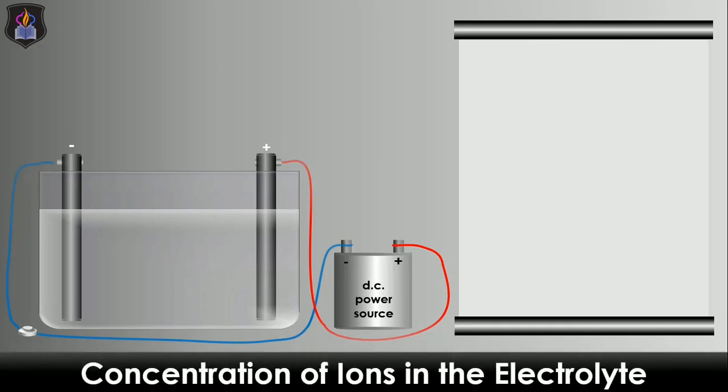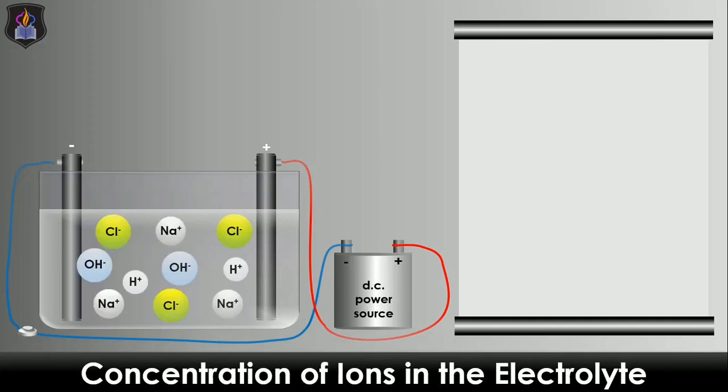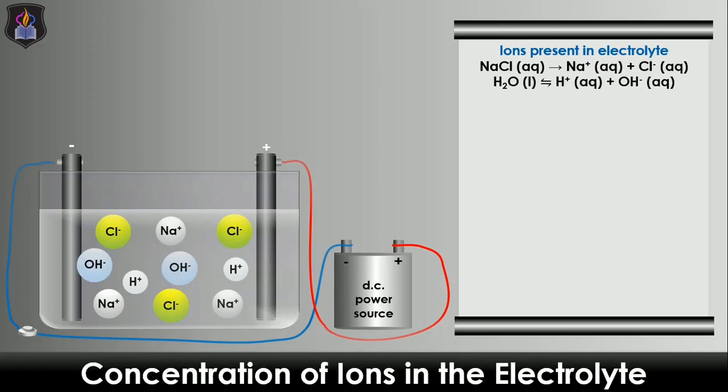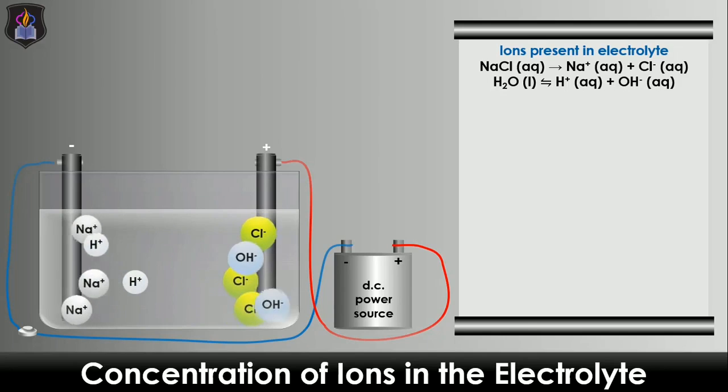Next is the concentration of ions in the electrolyte. Here, the ions of higher concentration are preferentially discharged over the ones of lower concentration, provided the distance between them is not wide. Now, let's use the electrolysis of concentrated sodium chloride solution, also known as brine, as a case study. In brine, sodium ions and chloride ions are of higher concentration than hydrogen ions and hydroxide ions since there are more salt and water particles in the solution.